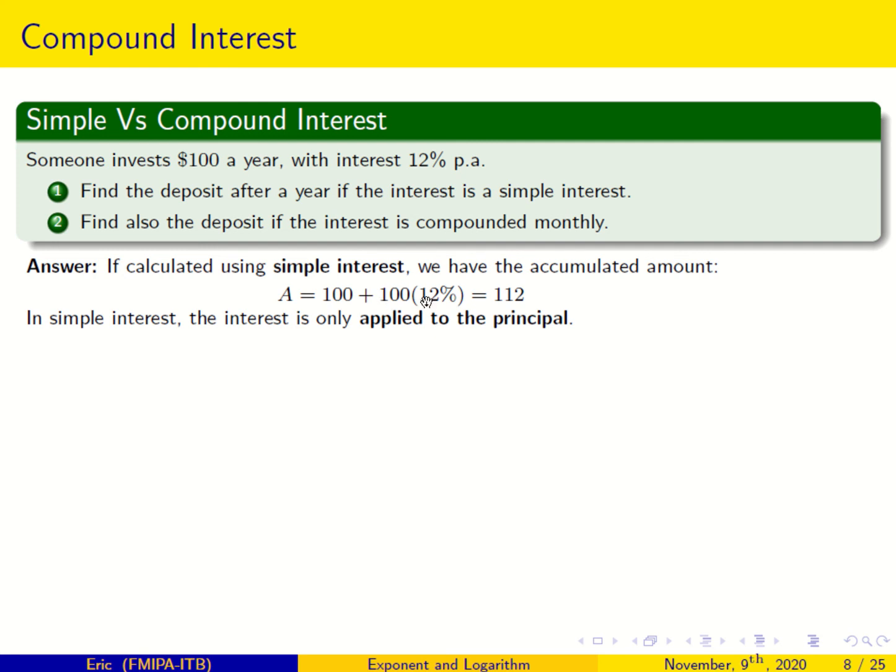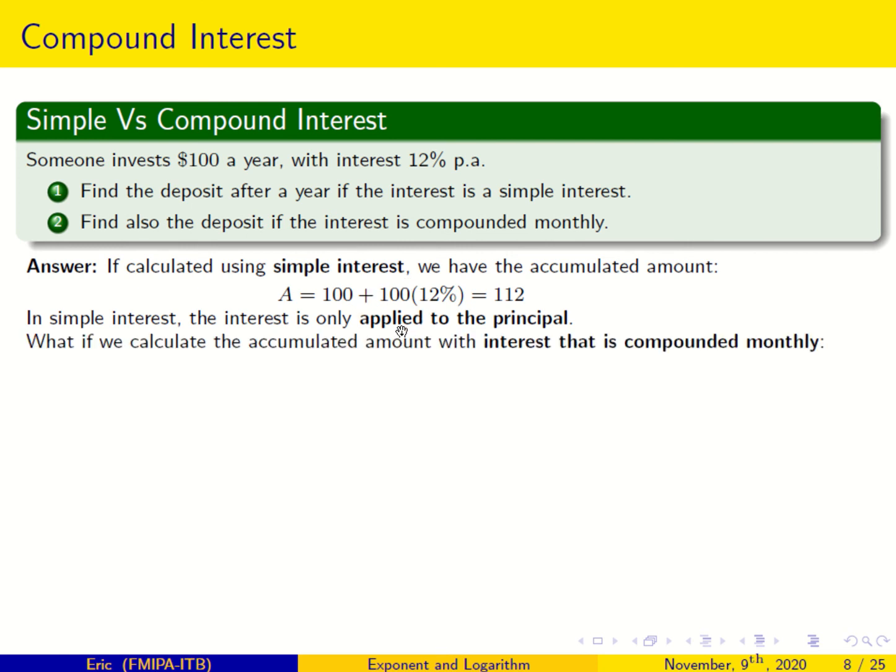100 times 100 times 1%. Okay, for the third month, the fourth month, the same. The interest is always from the principal. What about the compound interest? If we want to calculate the accumulated amount with interest that is compounded monthly.